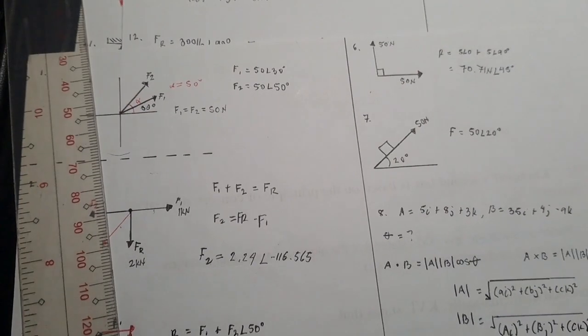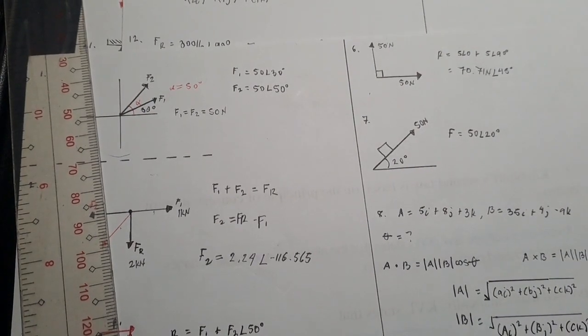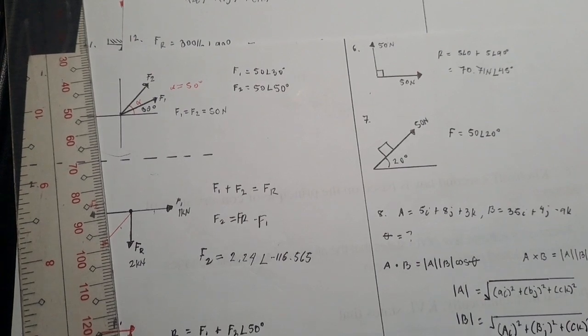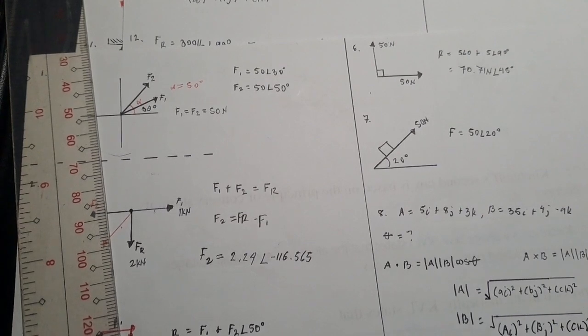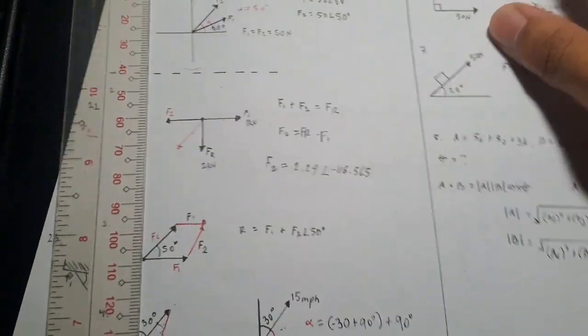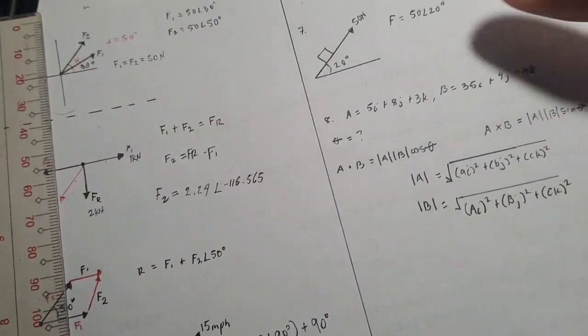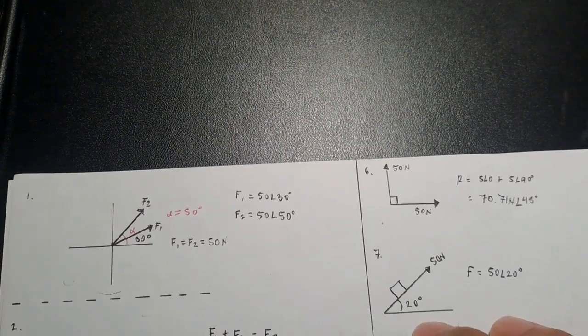So let's have number 6. If you are given two forces at right angles to each other, what is the magnitude of the resultant force if the two forces are 50 Newton each? So signal ko kanina to. Kaso in this case 90 degrees ang pagitan. So if 90 degrees ang pagitan, hindi niya rin sinabi ulit kung sino ang angle.